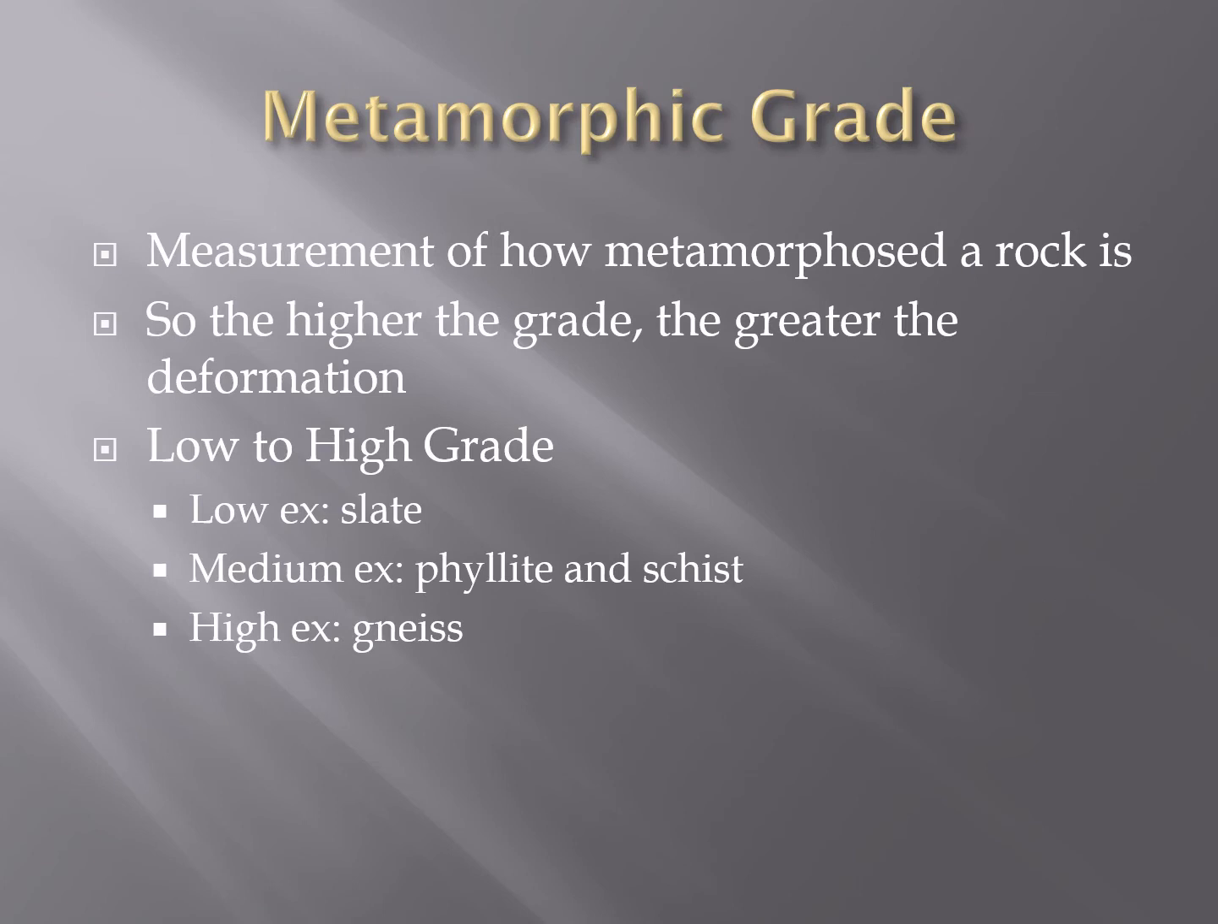So there's certainly different levels of metamorphism, depending on how much heat and pressure a protolith or parent rock is subjected to. And so there would be a gradient from no heat and pressure to immense heat and pressure. So that would be our metamorphic grade, and it's a measurement of how metamorphosed a rock is. So the higher the grade, the greater the deformation. So this goes from low to high, of course. In the low grade, for example, we have slate, medium grade, we have phyllite and schist, and in the high grade we have gneiss.